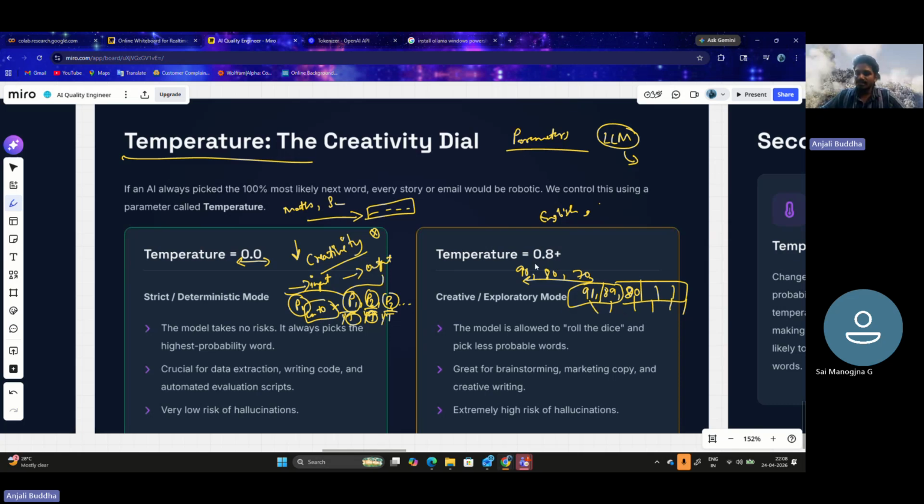If you increase the temperature a lot, like 2 maybe, then the output could be completely irrelevant every time. So we have to play around with the temperature to get the sweet spot where it is creative enough but not nonsensical. So that's temperature.